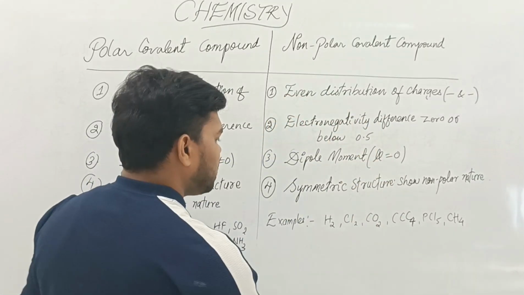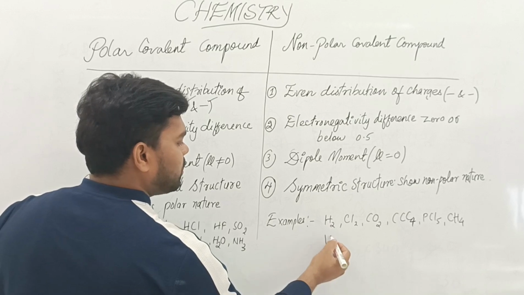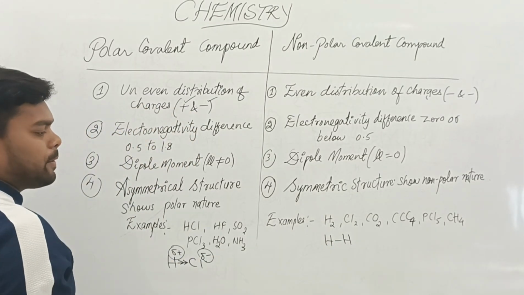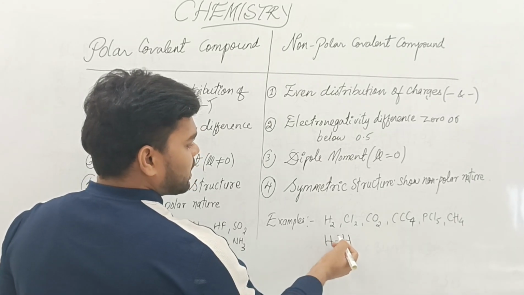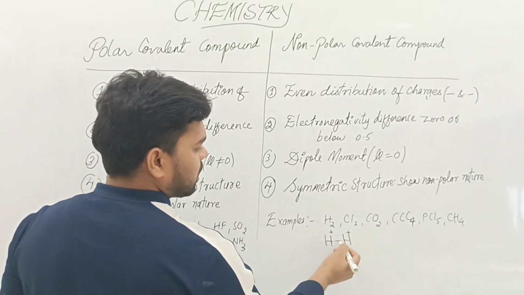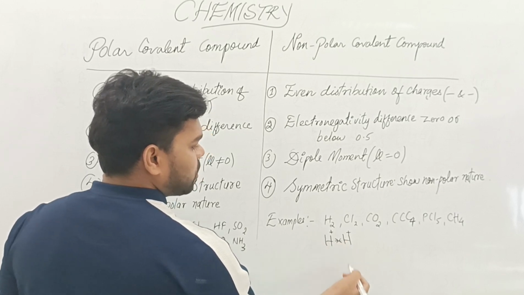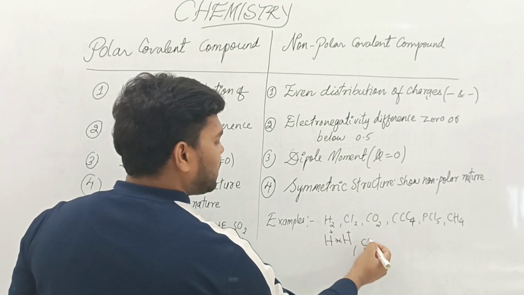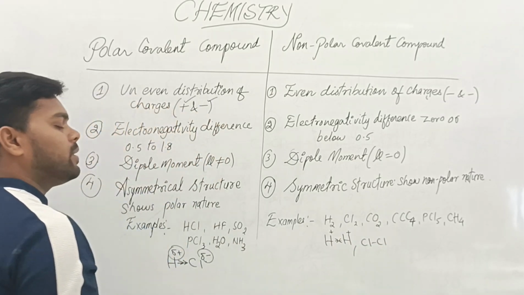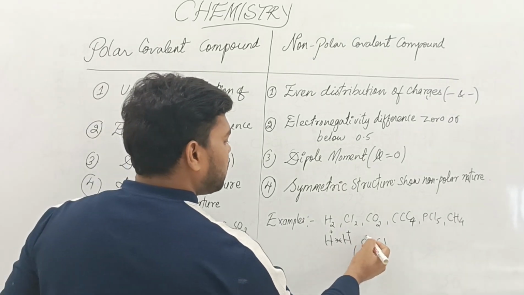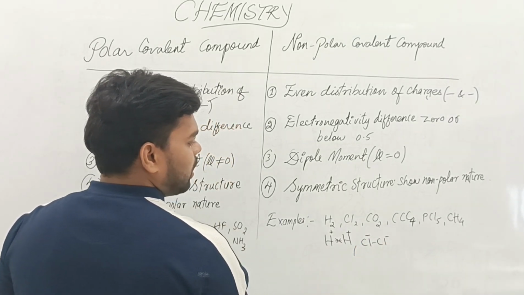However, even distribution means, for example, here we have hydrogen gas. Hydrogen is made by a single covalent bond, right? So here we have the same charge on both atoms. That means there is no attraction at all, there is similar charge only. Or if you take the example of Cl and Cl, also bonded by a single covalent bond, here we will get just negative and negative.